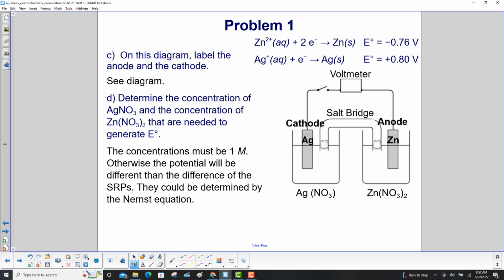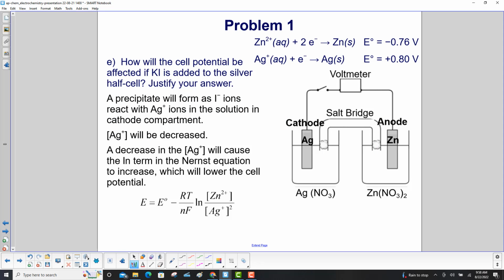Label the anode and the cathode. Well, silver is the cathode, zinc is the anode. Determine the concentration of silver nitrate and zinc nitrate. The concentrations must be 1 molar. Otherwise, the potential would be different than the difference of the SRPs. They could be determined, however, by the Nernst equation.